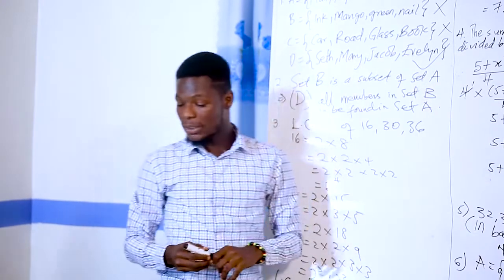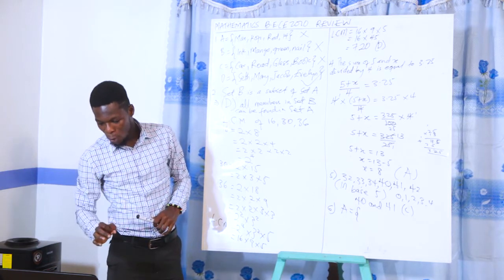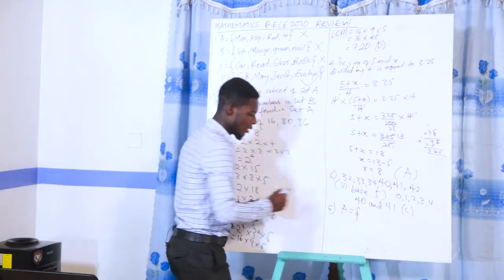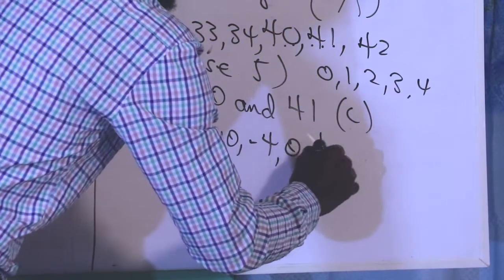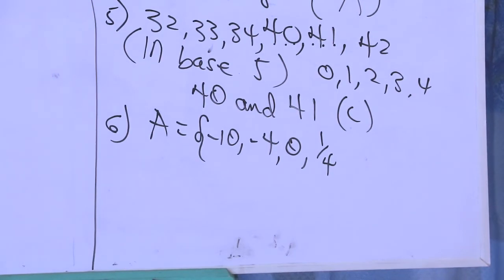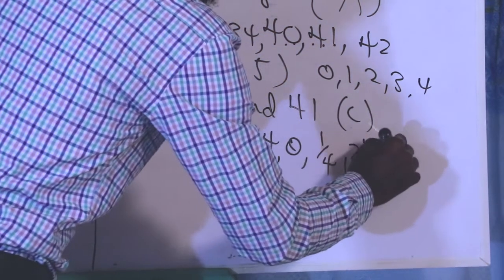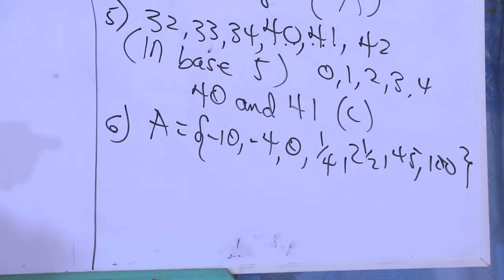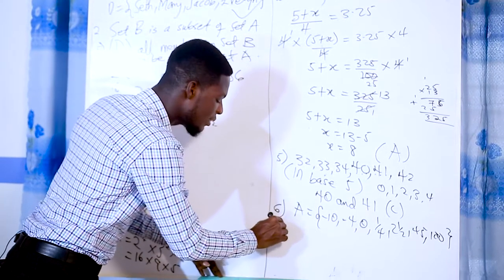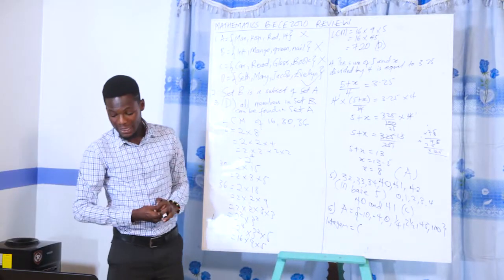The set A contains members -10, -4, 0, 1/4. All right. 2 1/2, 45, and 100. These are the members in set A. And they said we should find the integers among these members of set A.